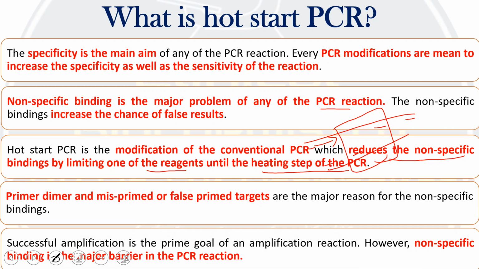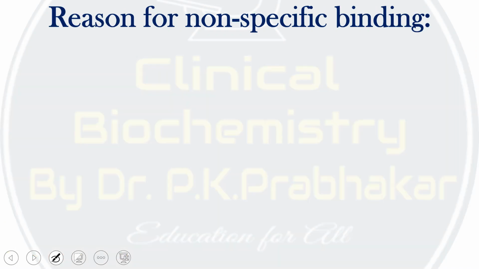So however, non-specific binding is the major barrier in PCR reactions. Whenever a primer binds at a non-specific region, it will extend the undesired DNA, and when the undesired DNA is extended, you will get the wrong result. Why does this non-specific binding occur? What is the reason behind it? There are 4 specific reasons for that.